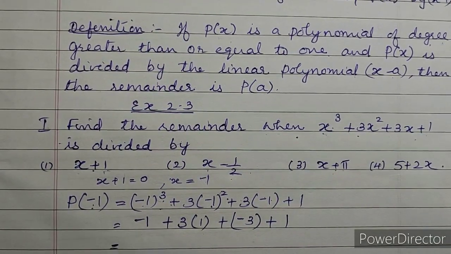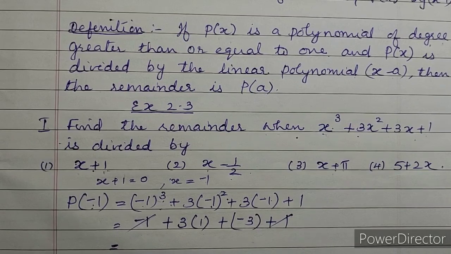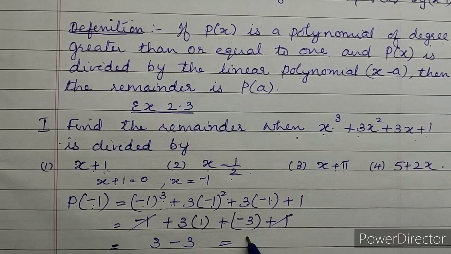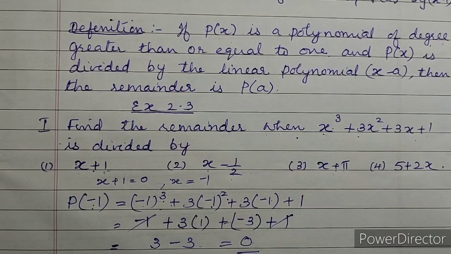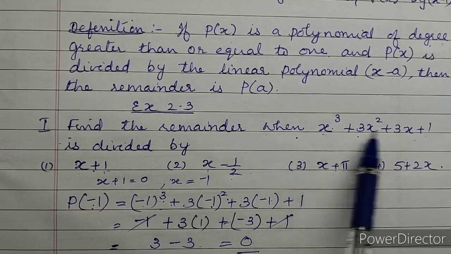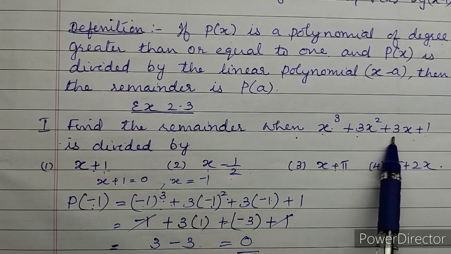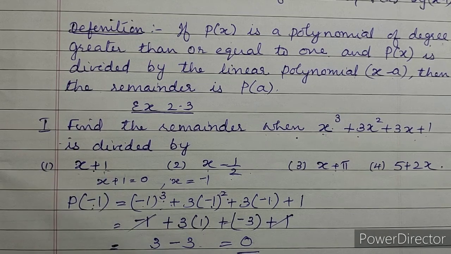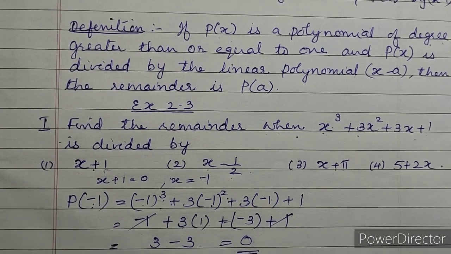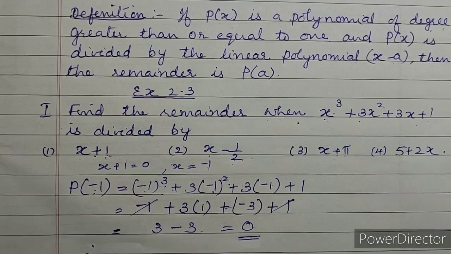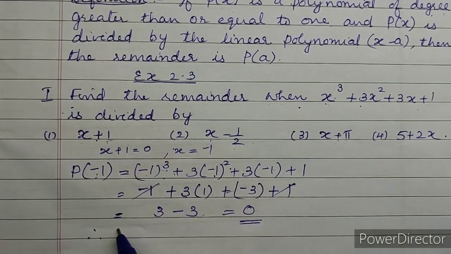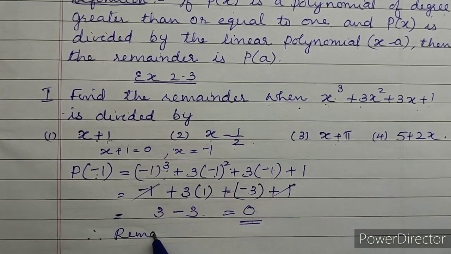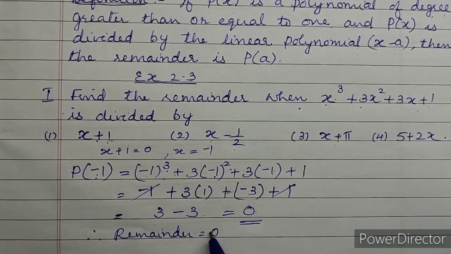So that is equal to, this minus 1 and plus 1 you can cancel. This is 3 into 1, 3. This is minus 3. So 3 minus 3 is equal to 0. So what is the remainder when P of x equals x cube plus 3x square plus 3x plus 1 is divided by x plus 1? Remainder will be 0. So you have to write the conclusion. Therefore, remainder is equal to 0.